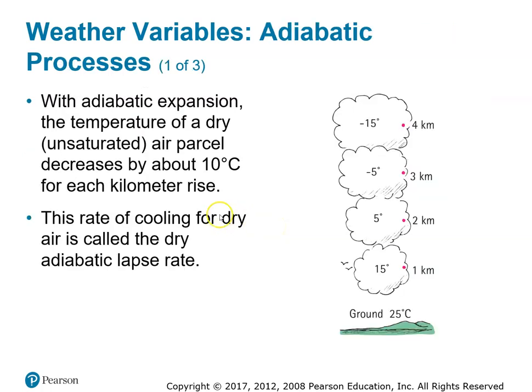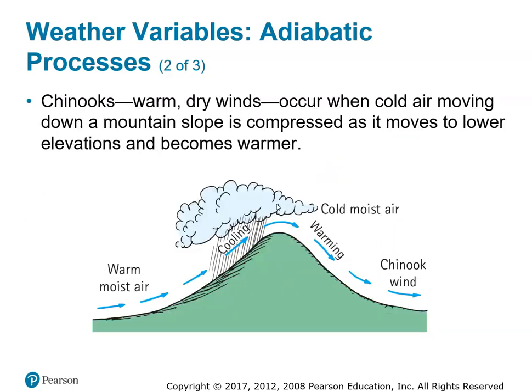All right, very nice. So adiabatic expansion, and the temperature of dry air, so unsaturated air. You have an air parcel. This is what they call the adiabatic lapse rate. The adiabatic lapse rate is roughly 10 degrees per kilometer for basically dry air rising. So dry air, as long as it stays dry and unsaturated, as it goes up, every kilometer, the temperature will decrease by 10 degrees. All right, but that's not always going to be the case.